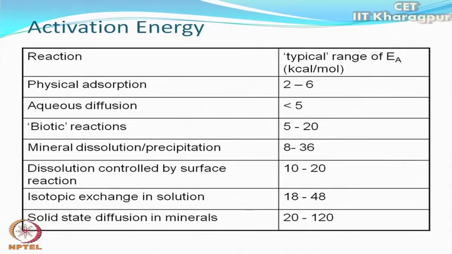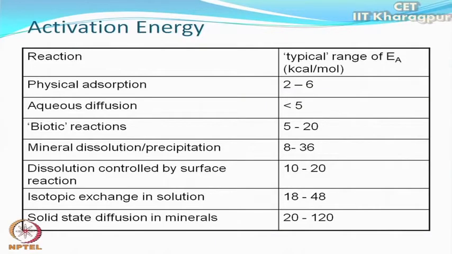Then mineral dissolution or precipitation. Mineral dissolution means say you have some lump of mineral and you leach it with water, then some of the minerals will get dissolved. This dissolution has a typical range of activation energy of 8 to 36 kilocalories per mole.